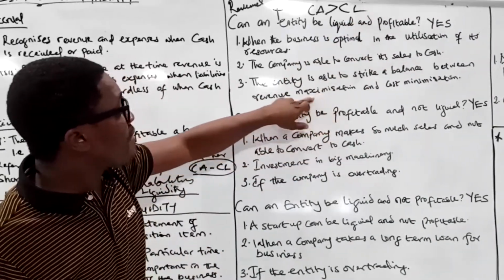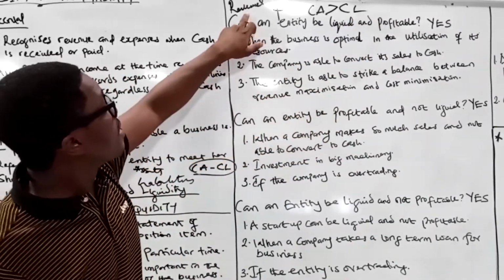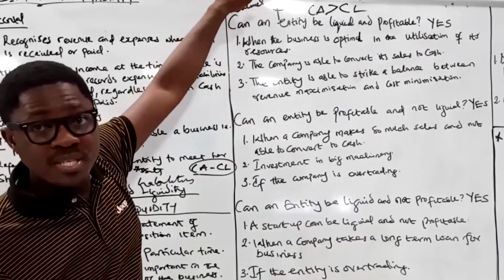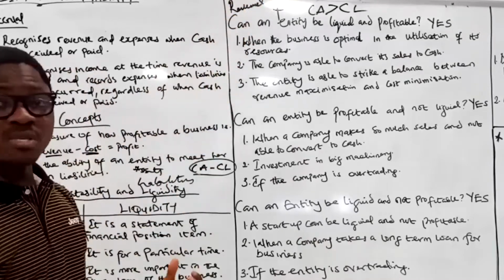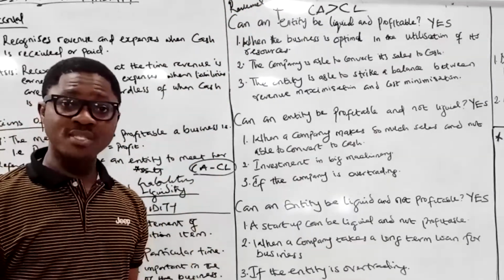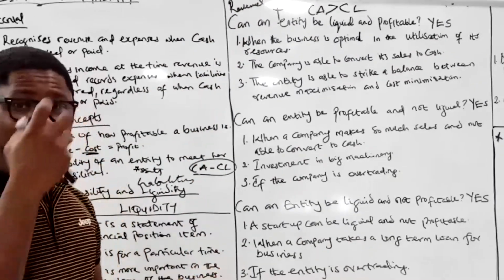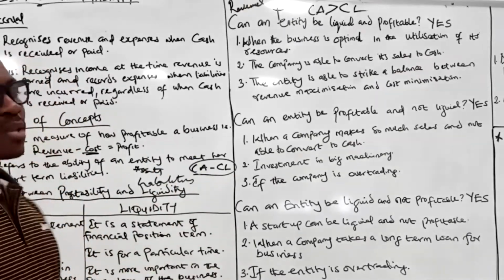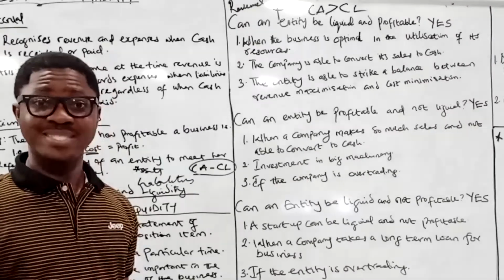If revenue is maximized, bottom line profit will also be on the increase, which will mean that in that kind of situation, the company is profitable and liquid. Going to the second question, can an entity be profitable and not liquid? The answer is still yes.